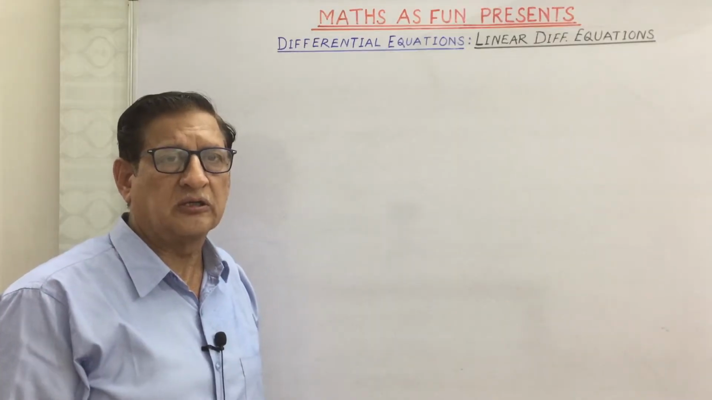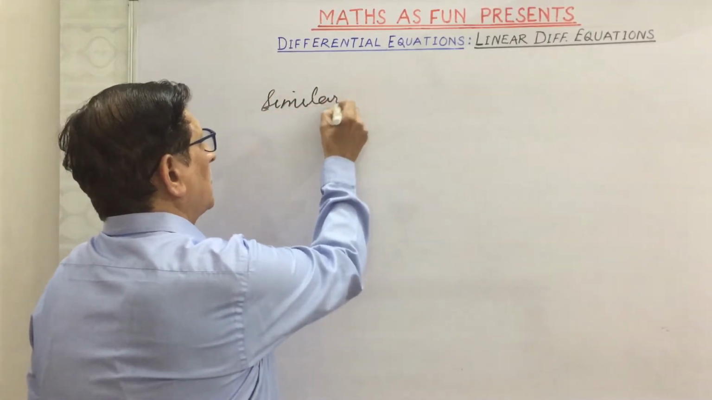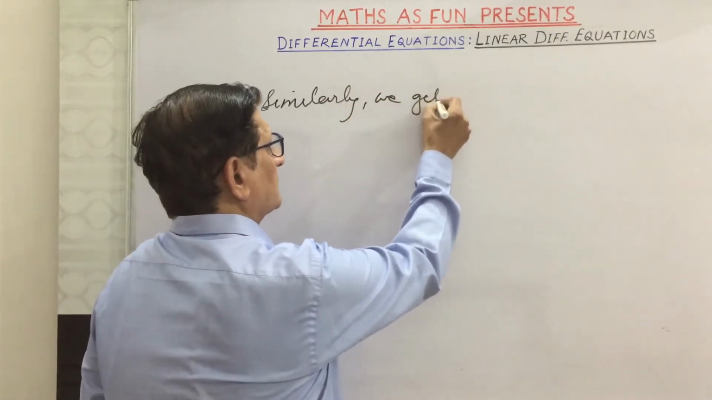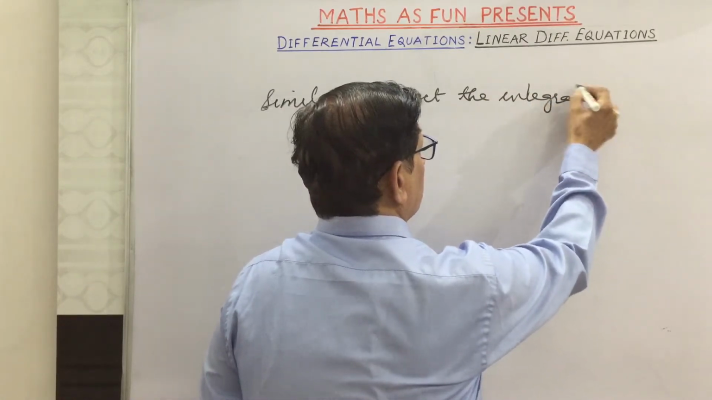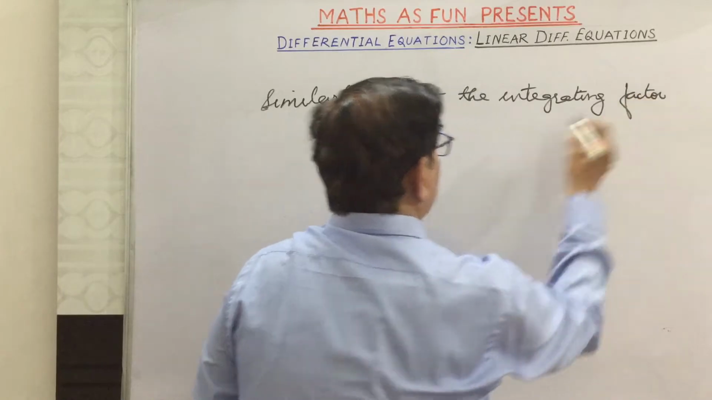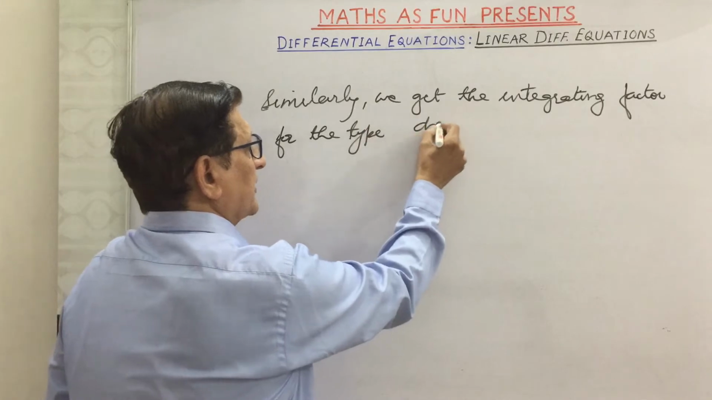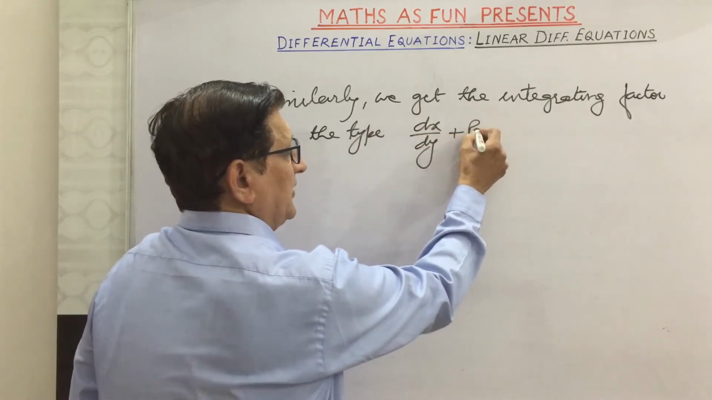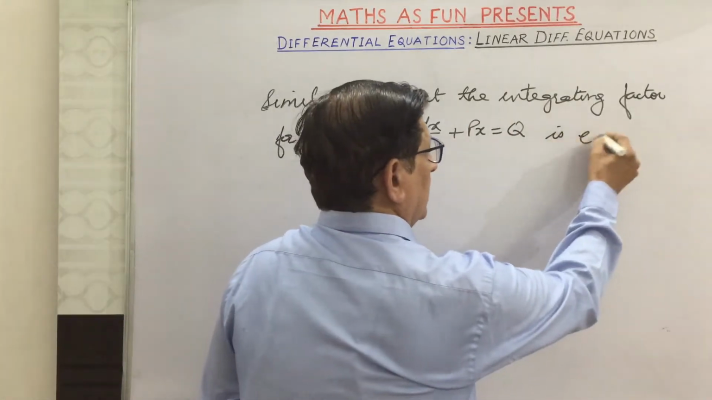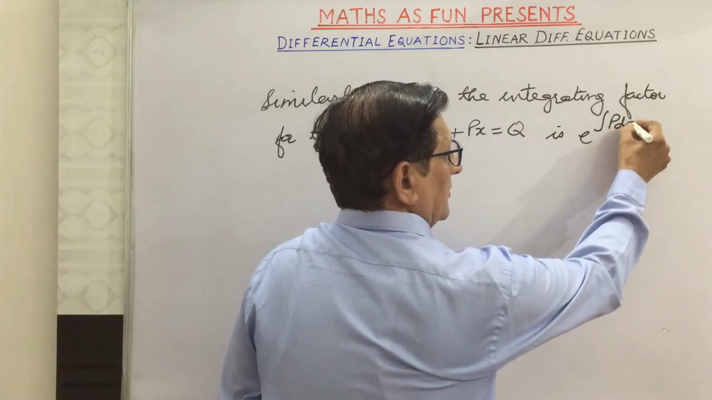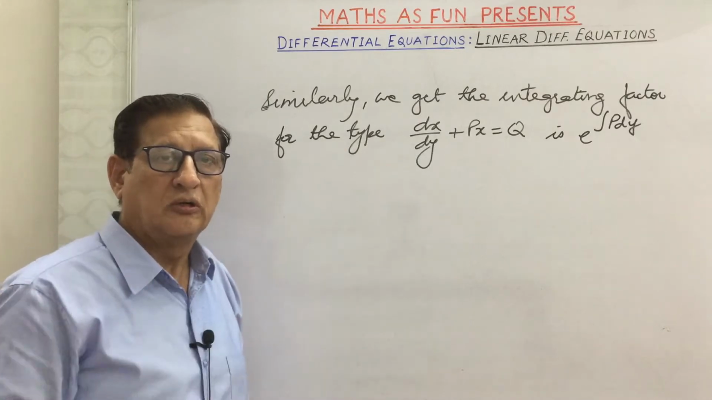Similarly, we can find the integrating factor for the second form also. So similarly, we get the integrating factor for the type dx upon dy plus px is equal to q, is e to the power integral of p dy. In this we will be integrating with respect to y.